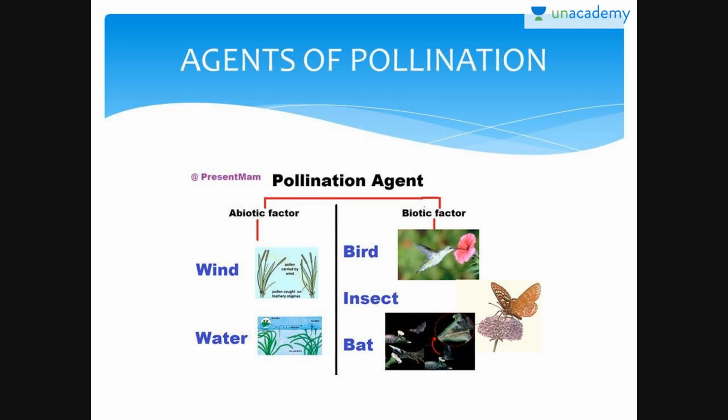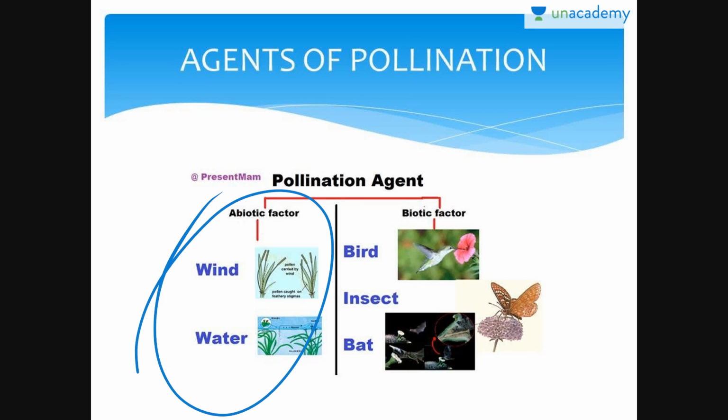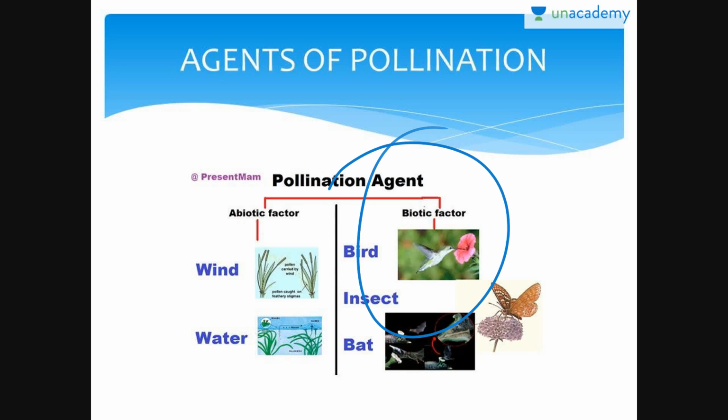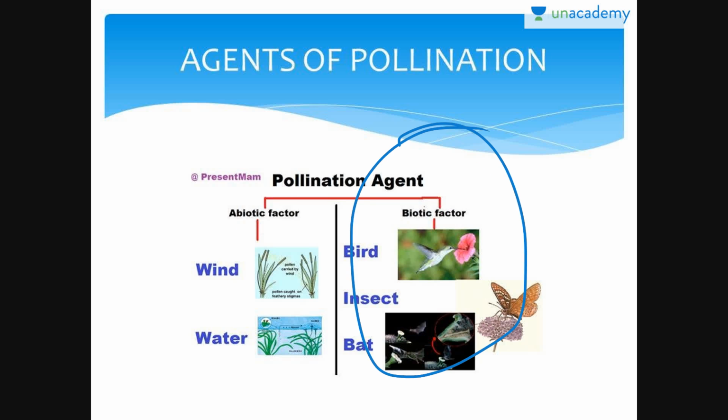There are several agents which are responsible for pollination. Plants use 2 abiotic agents, that is wind and water, for pollination. These are abiotic factors, wherein biotic would be animals. The majority of plants use biotic agents for pollination, and few plants use abiotic. So the majority is done with the help of birds, insects and bats.